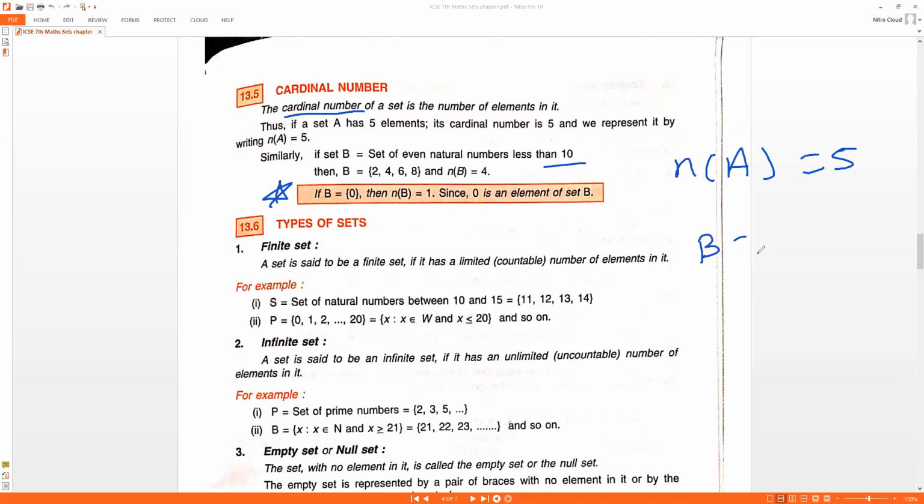Okay, a set doesn't have a value. A set has elements. So when I say B is a set of 0, 0 is the only element present in set B. That means n of B is 1. It is still 1, it's not 0. Are you getting the point? Correct?